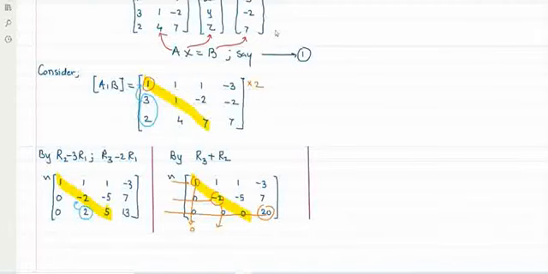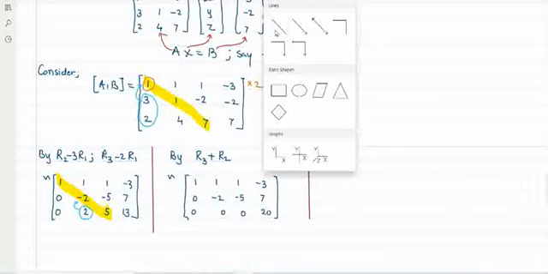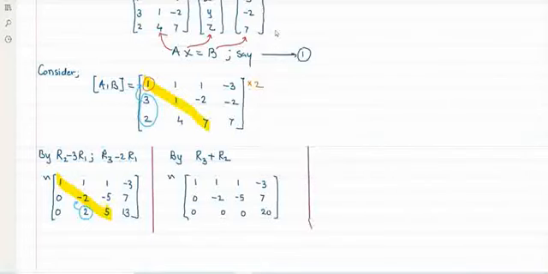Remember, the elements covered by line must be 0. If a non-zero element is covered, then that is not the echelon form. Now in this case, is it echelon form? Yes, this one is an echelon form. So what is the rank of A and rank of AB from this?